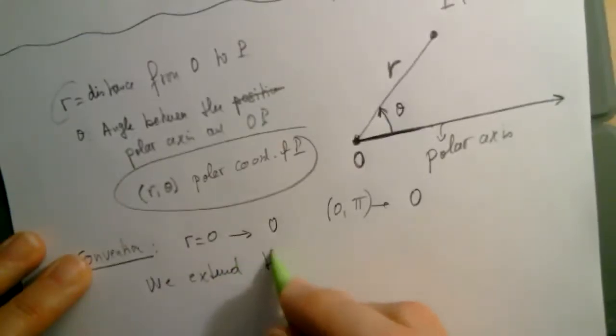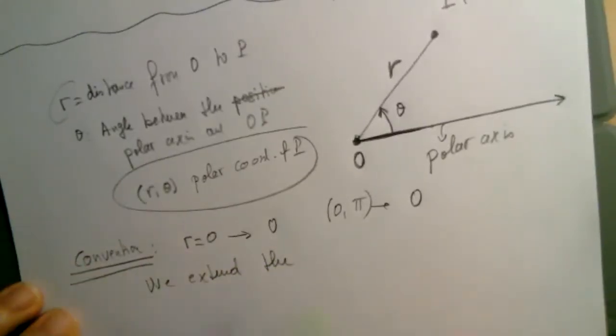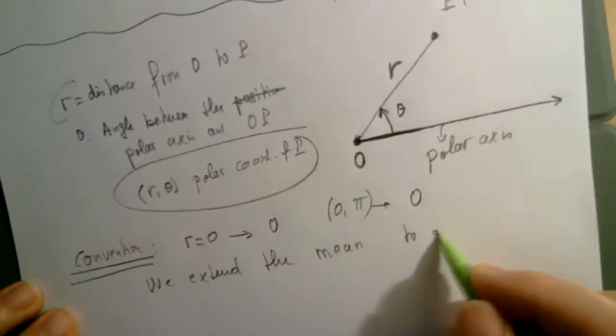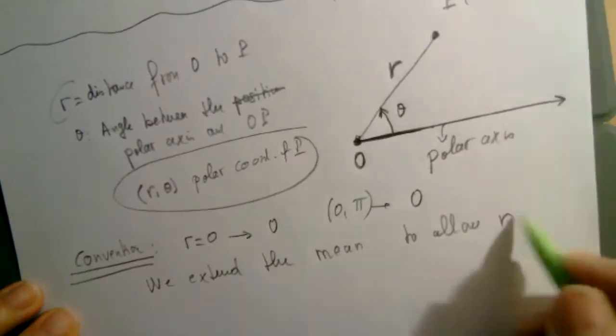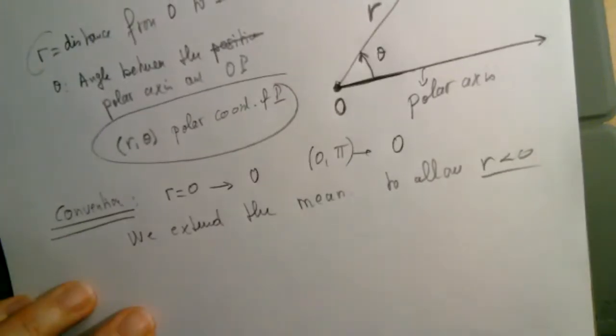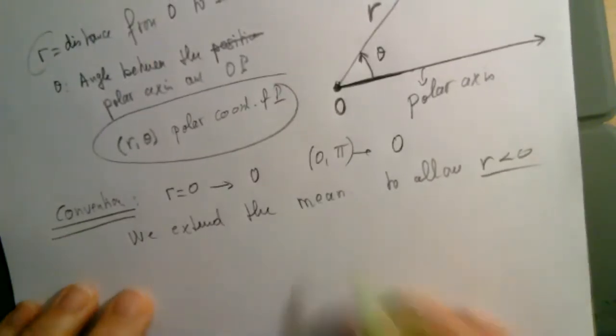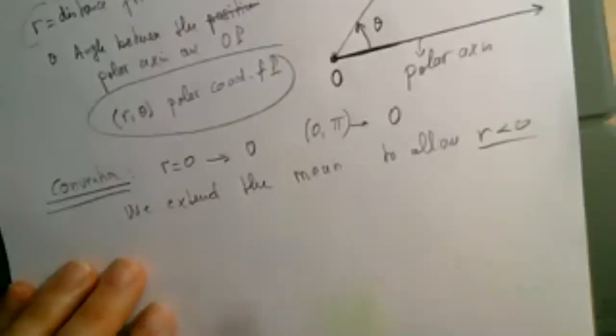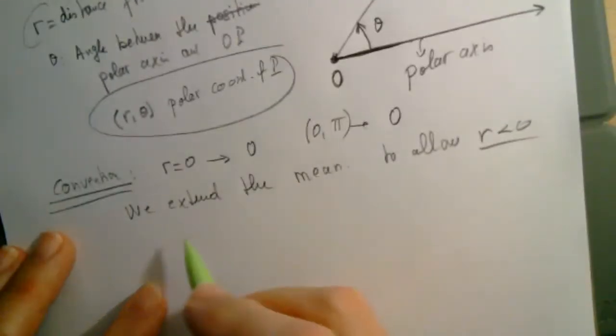We extend the meaning of r. That's why it's by convention. We extend the meaning of r to allow r to be negative as follows. So what does it mean to have a negative r? A picture, as I say, is worth a million words. So I will describe it by a picture. What does it mean for r to be negative?